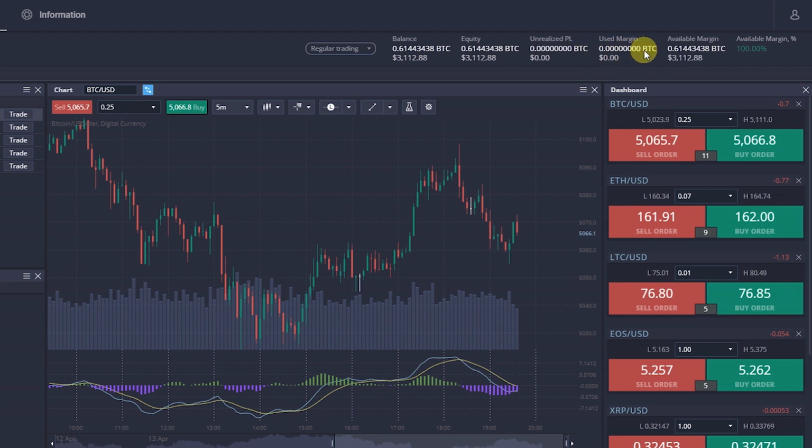Used margin: margin, or amount of funds used as collateral for all open positions. Available margin: free available funds on trading account, taking into account used margin and unrealized P&L. Available margin percentage: free available funds represented in percentage.